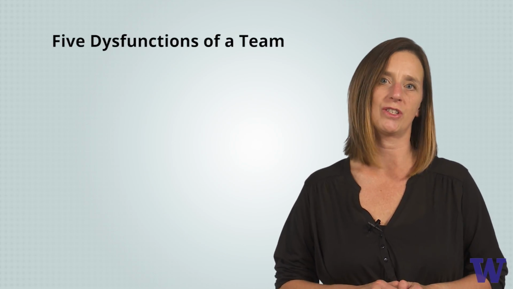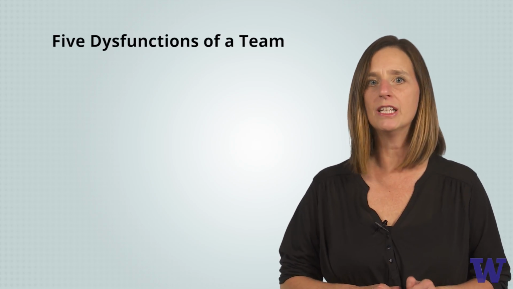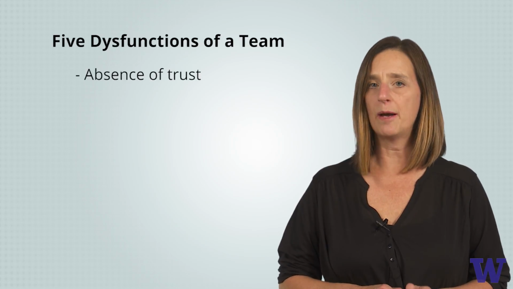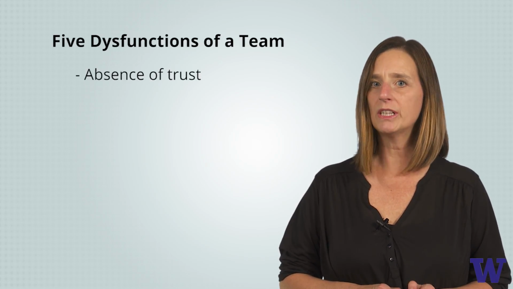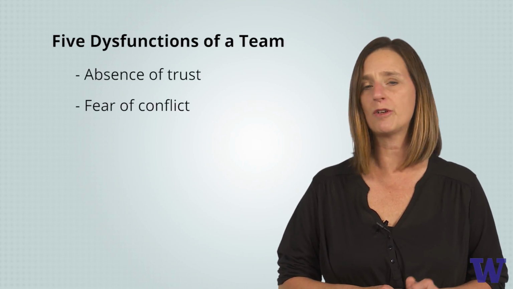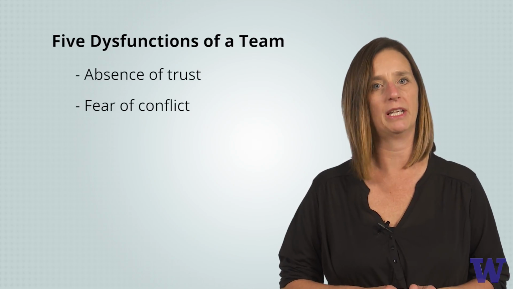One of my favorite team models is called the 5 dysfunctions of a team. This model describes the following 5 factors that hinder a team from becoming a high-performing team. 1, the absence of trust. Unwilling to be vulnerable within the group. 2, fear of conflict. Artificial harmony over constructive, passionate debate.